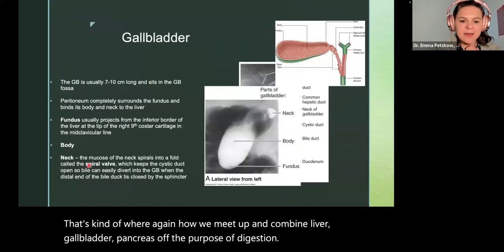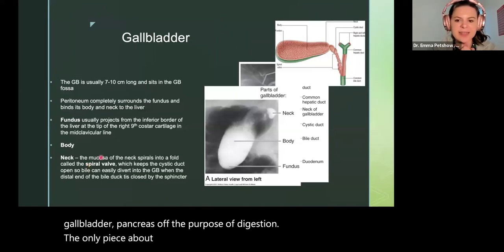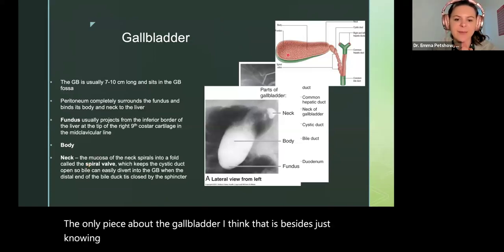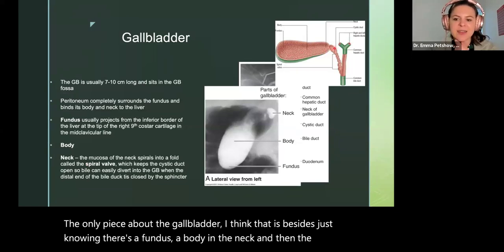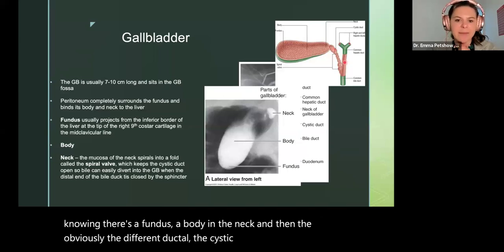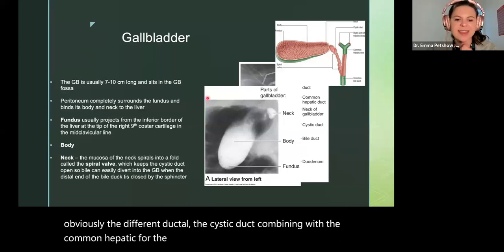The only piece about the gallbladder, I think, besides just knowing there's a fundus, a body, and a neck, and then obviously the different ductal, the cystic duct combining with the common hepatic for the bile duct, just don't say that the gallbladder creates bile. That's my big piece.